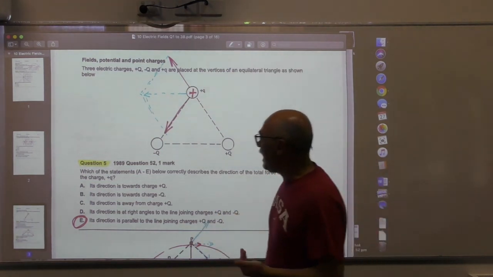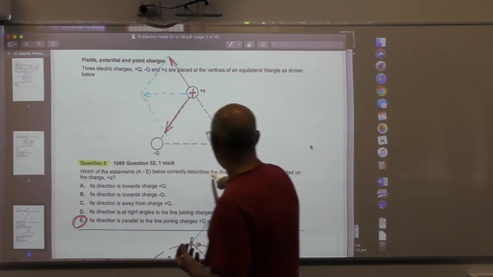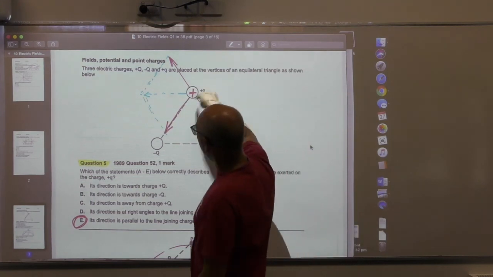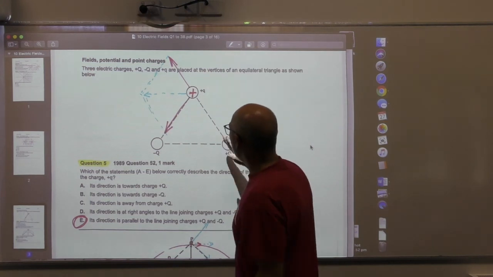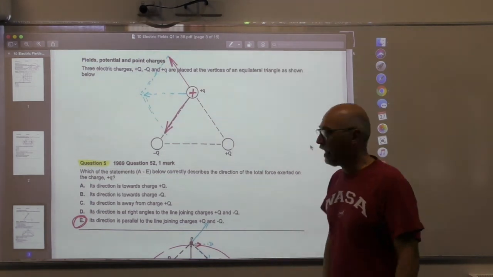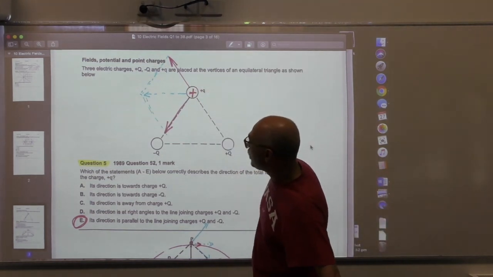Now, it asks, which of the statements A to E below correctly describes the direction of the total force exerted on charge little q? Now, little q, you can see, will try to go in this direction because of this Q, okay? Why? Because they're both positive. They're both positive, they're going to be pushing, all right?